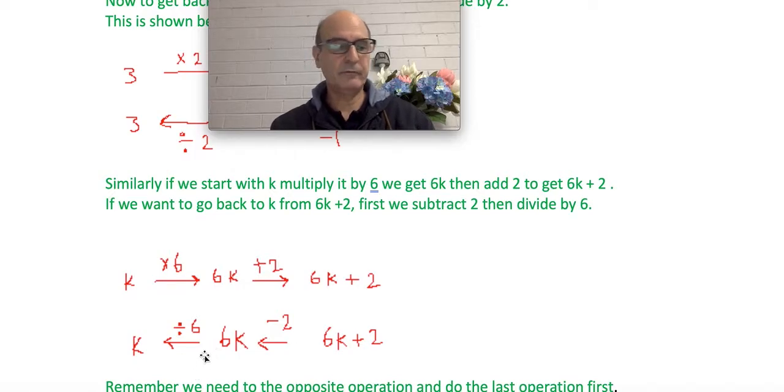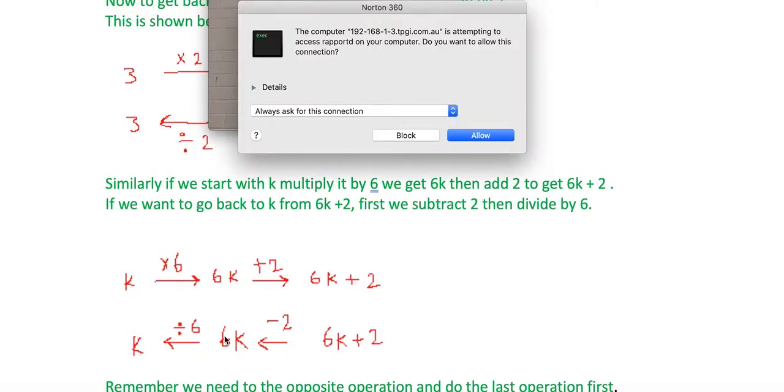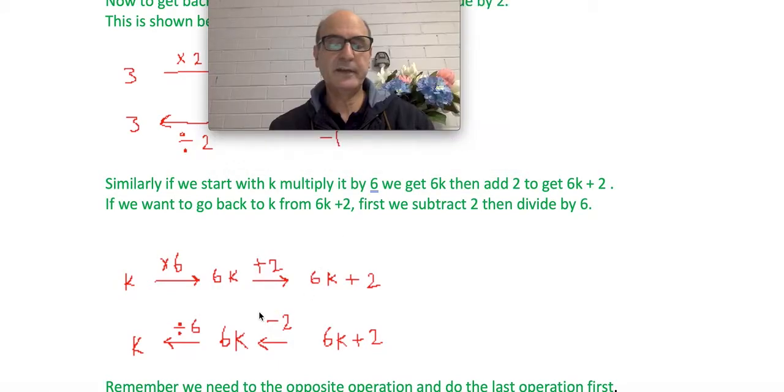That is one thing. Then here we times it by 6. The opposite of timesing by 6 is dividing by 6. So 6k divided by 6 will get me back to where I was, k. Or again, you can see it here, 6k is 6 times k. If I want to go back to k, I need to divide by 6.